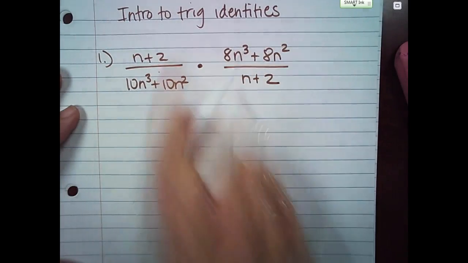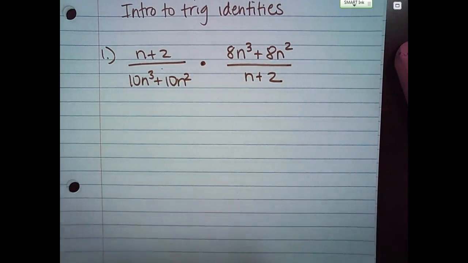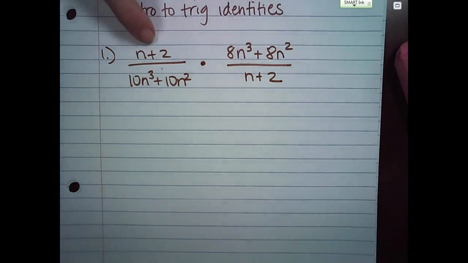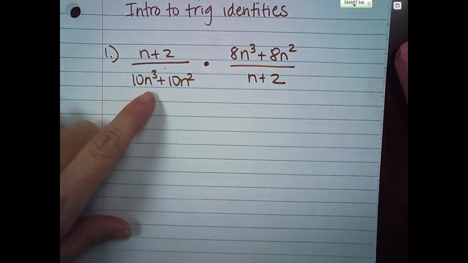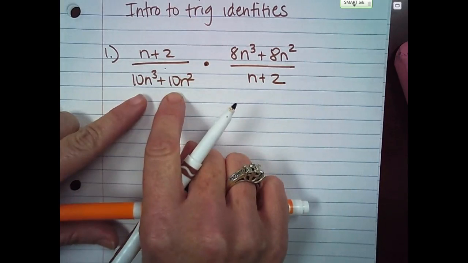With this, it looks like one giant, messy, confusing, scary fraction, right? So what we're going to do is take a look at each piece and factor it. In other words, make it look a little simpler, a little prettier. The n plus 2 you can do nothing with. What can I take out of here?